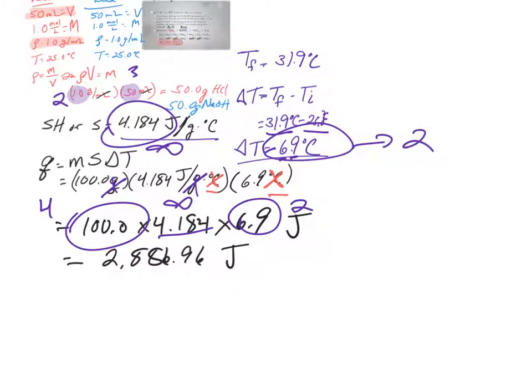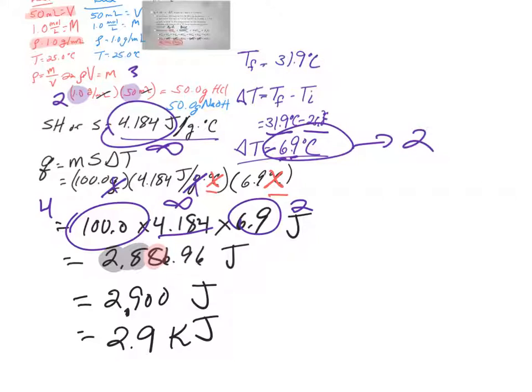So your answer should be to 2 significant figures, which means I'm going to look at the 2 and the 8. The number to the right of that first 8 is an 8, which means it rounds up. So we get 2,900 joules. Or you could say 2.9 kilojoules.